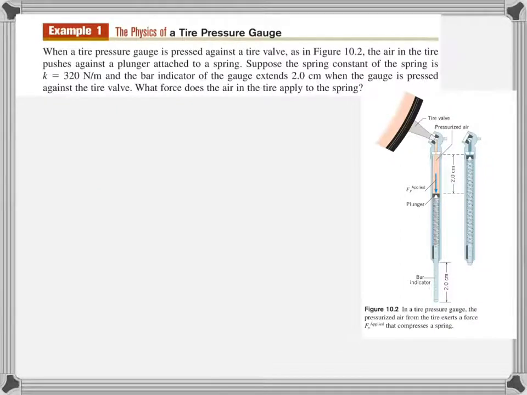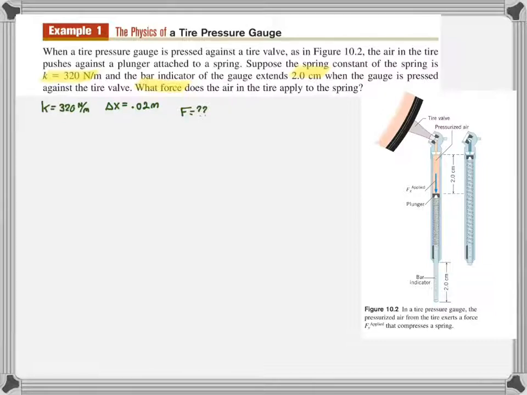So if we look at this problem: when a tire pressure gauge is pressed against a tire valve, such as in the figure here, the air in the tire pushes against a plunger attached to a spring. Suppose the spring constant of the spring is 320 newtons per meter, and the bar indicator of the gauge extends 2 centimeters when the gauge is pressed against the tire valve. So what they told us, in these highlighted sections, is that k, the constant, is 320 newtons per meter, and the displacement is 0.02 meters. We have to make sure that the displacement is in meters, so we have to convert from centimeters. And they want us to find the force.